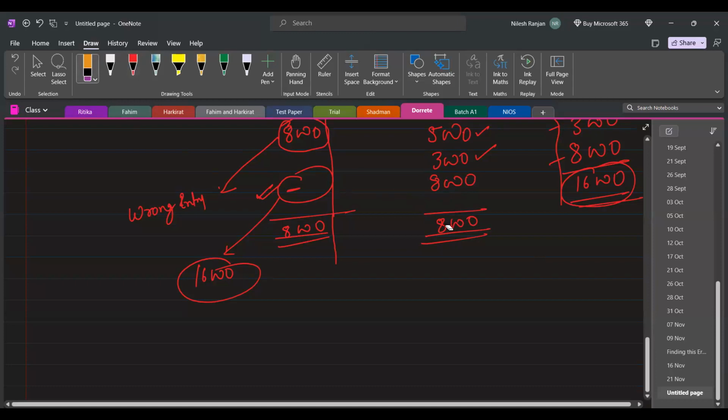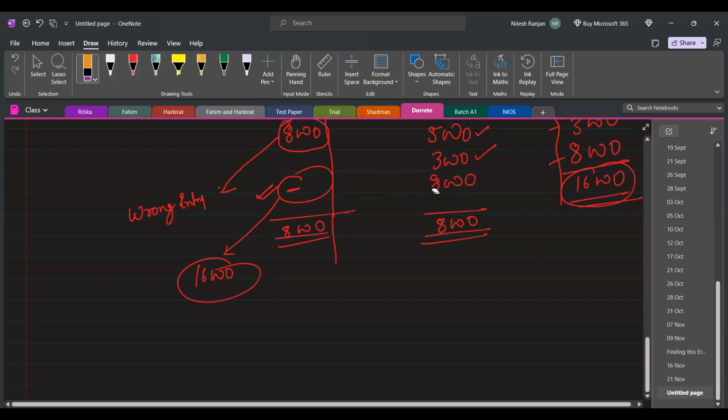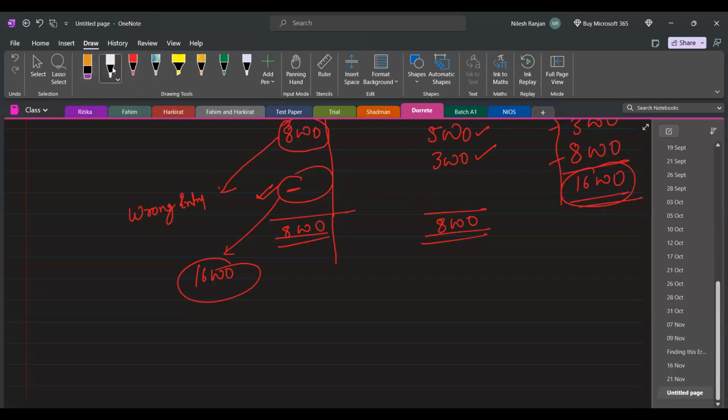No, sir, not on the credit side, but on the debit side. So let's say debit side 8,000 you want to write. Then the balance will be on the credit side, 8,000, because this side total will become 16,000 and the balance will be 8,000.